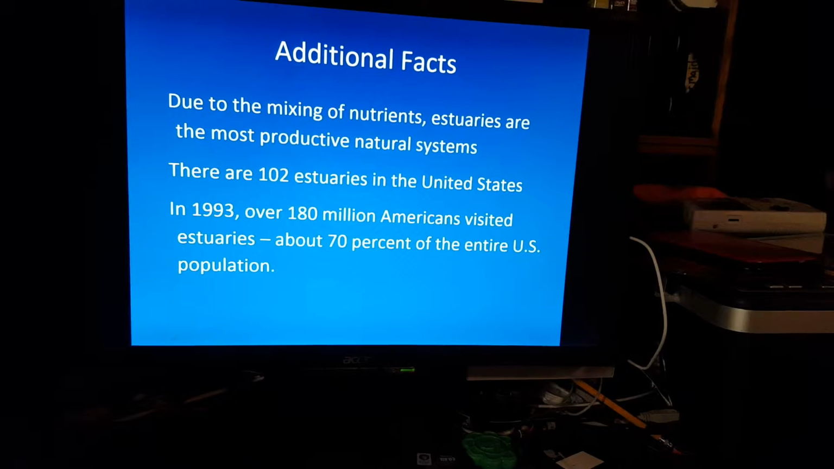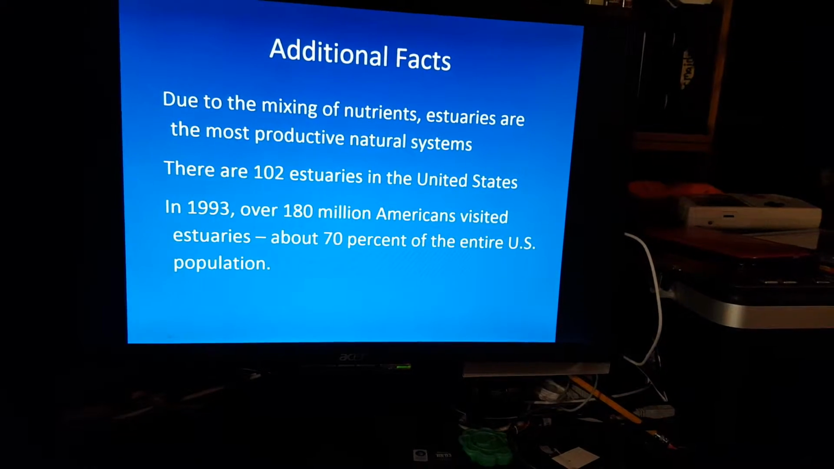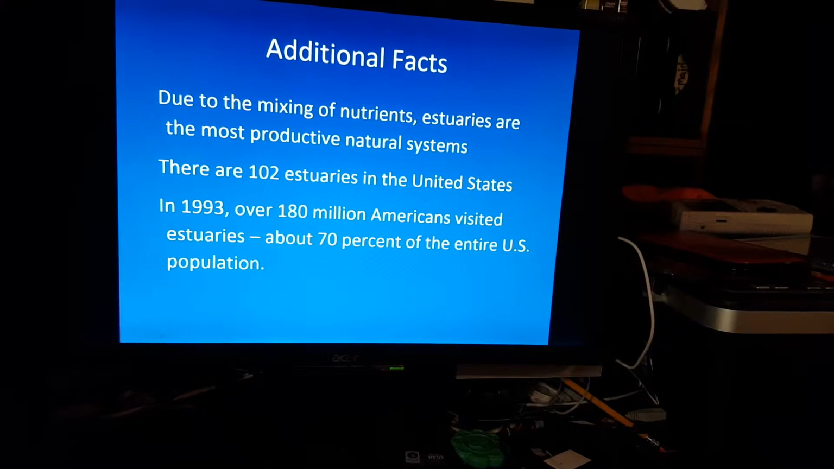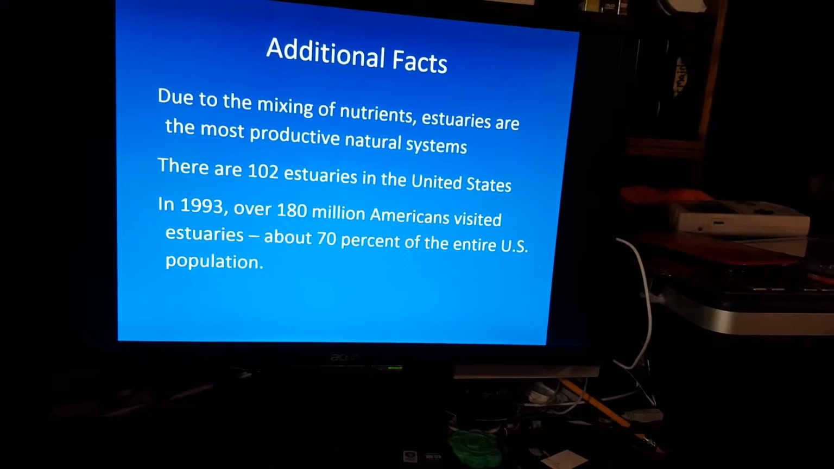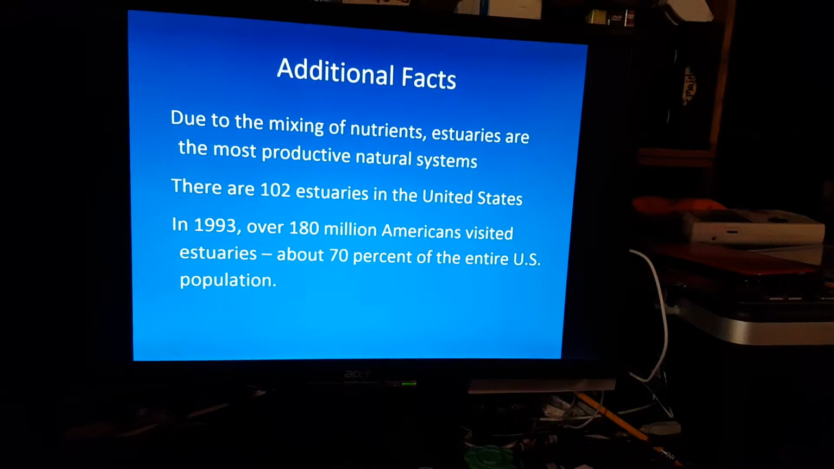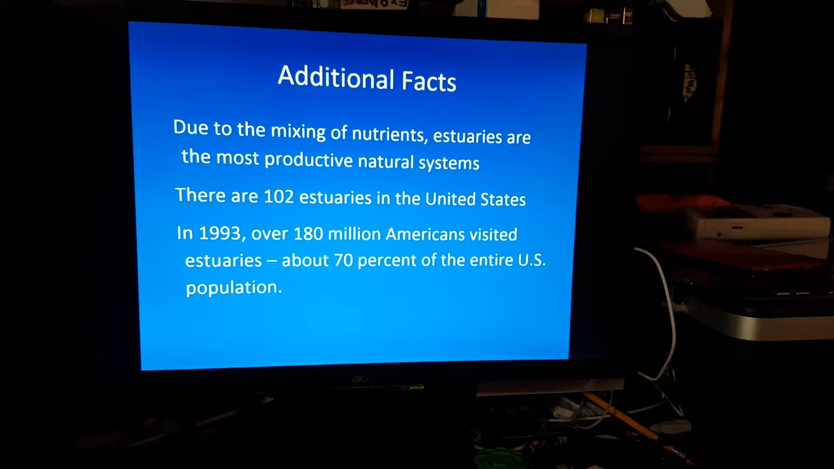There are over 102 estuaries in the United States. Of the 102 estuaries, the Chesapeake Bay is the largest, and it is one of the most important bodies of water in the world. It covers parts of 6 states and the District of Columbia. Over 200 species of fish and over 300 species of birds use the bay at some point in their lifespan.